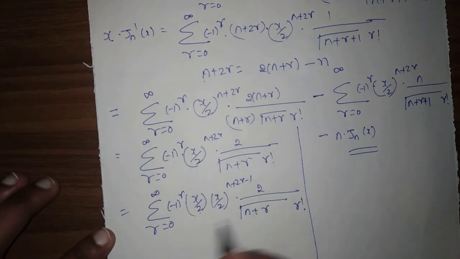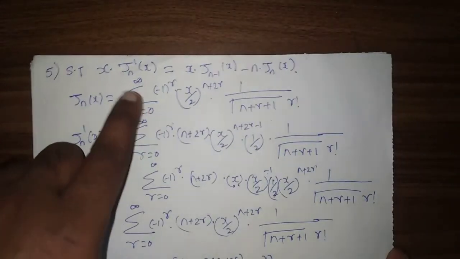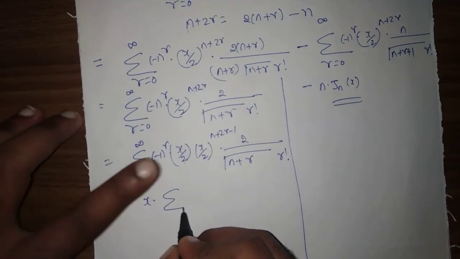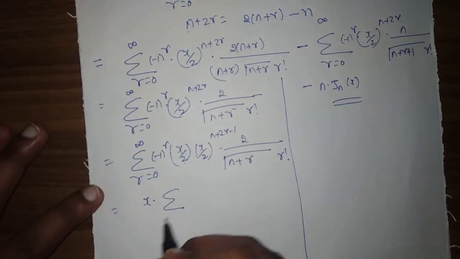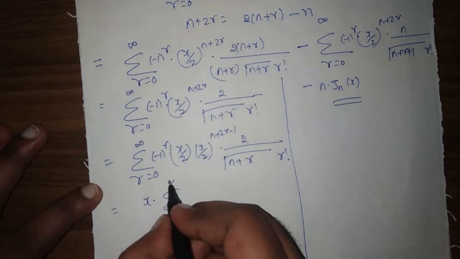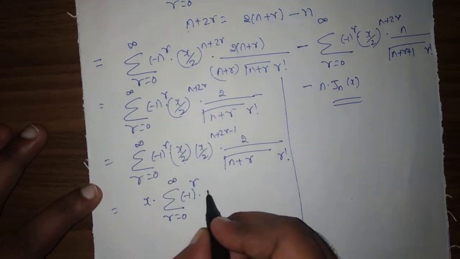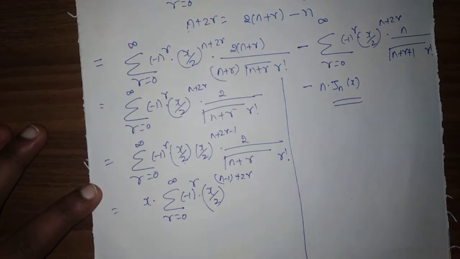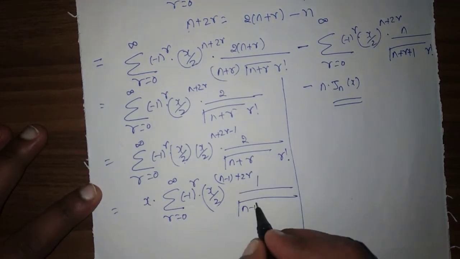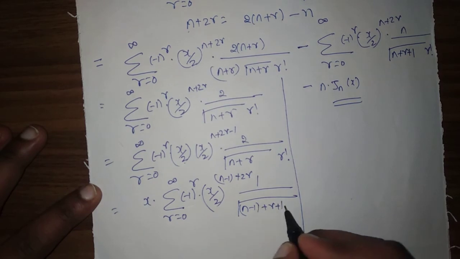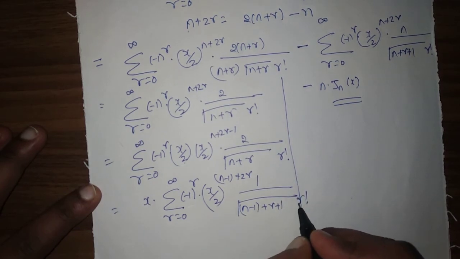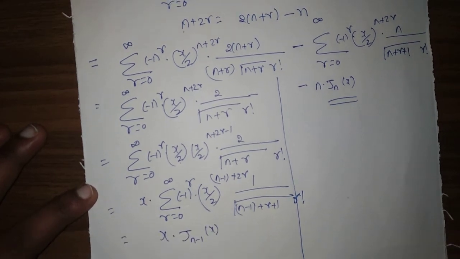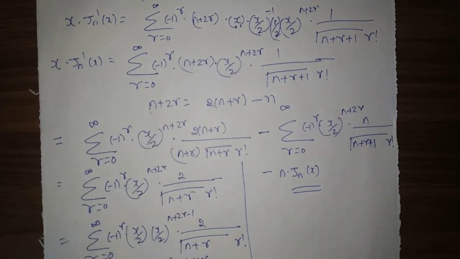Now 2 gets cancelled and this x I will write outside because I want x into Jn minus 1 of x. So x into, this x I am writing outside, and this 2 and this 2 get cancelled. So r varies from 0 to infinity, minus 1 to the power of r, x by 2 to the power of, I will write this as n minus 1 plus 2r, 1 divided by gamma of n minus 1 plus r plus 1 into r factorial. So this is nothing but x into Jn minus 1 of x. So in this summation we got x into Jn minus 1 of x, minus n into Jn of x.